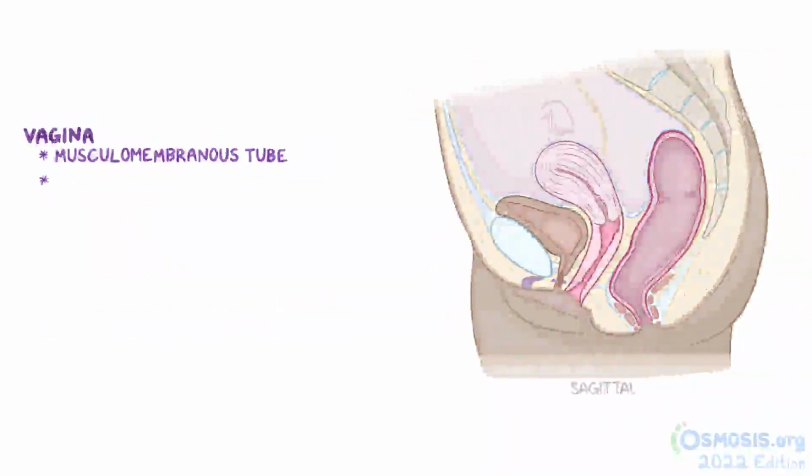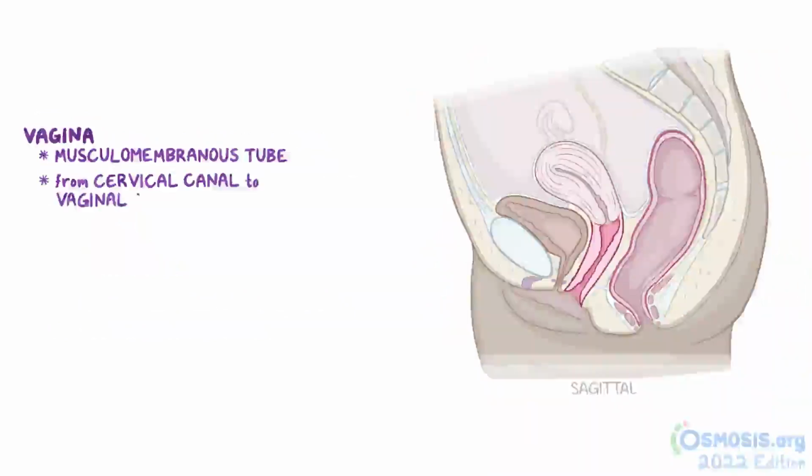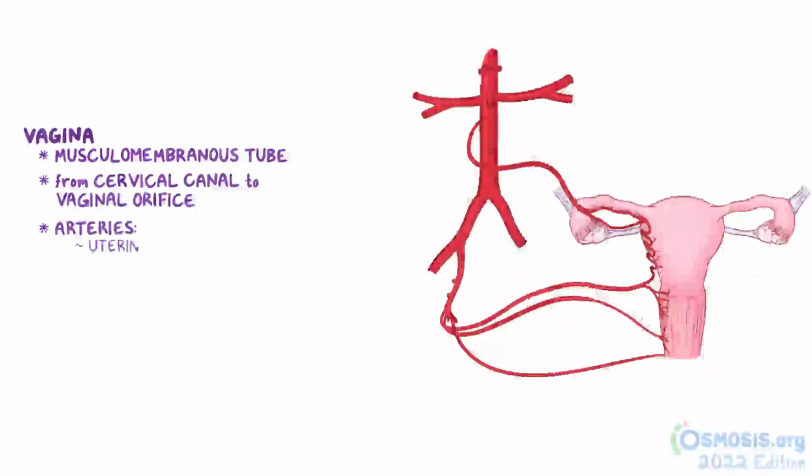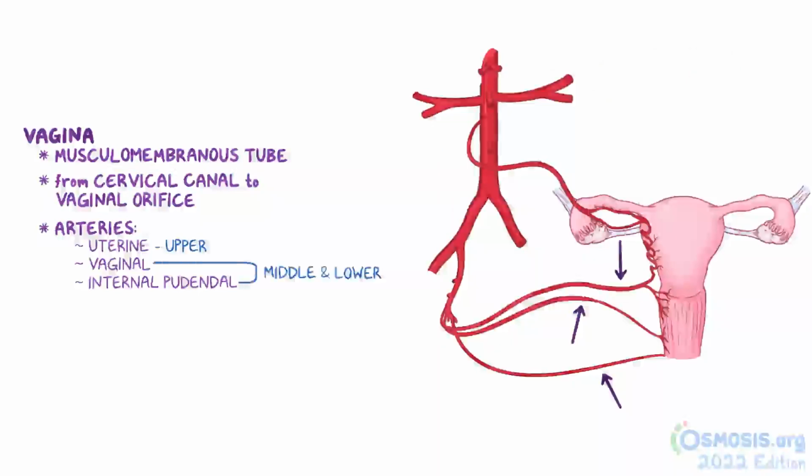Lastly, the vagina is a musculomembranous tube that extends from the cervical canal to the vaginal orifice. There are 3 arteries supplying the vagina: the uterine arteries, which supply the upper part, and the vaginal and internal pudendal arteries, which supply the middle and lower parts.